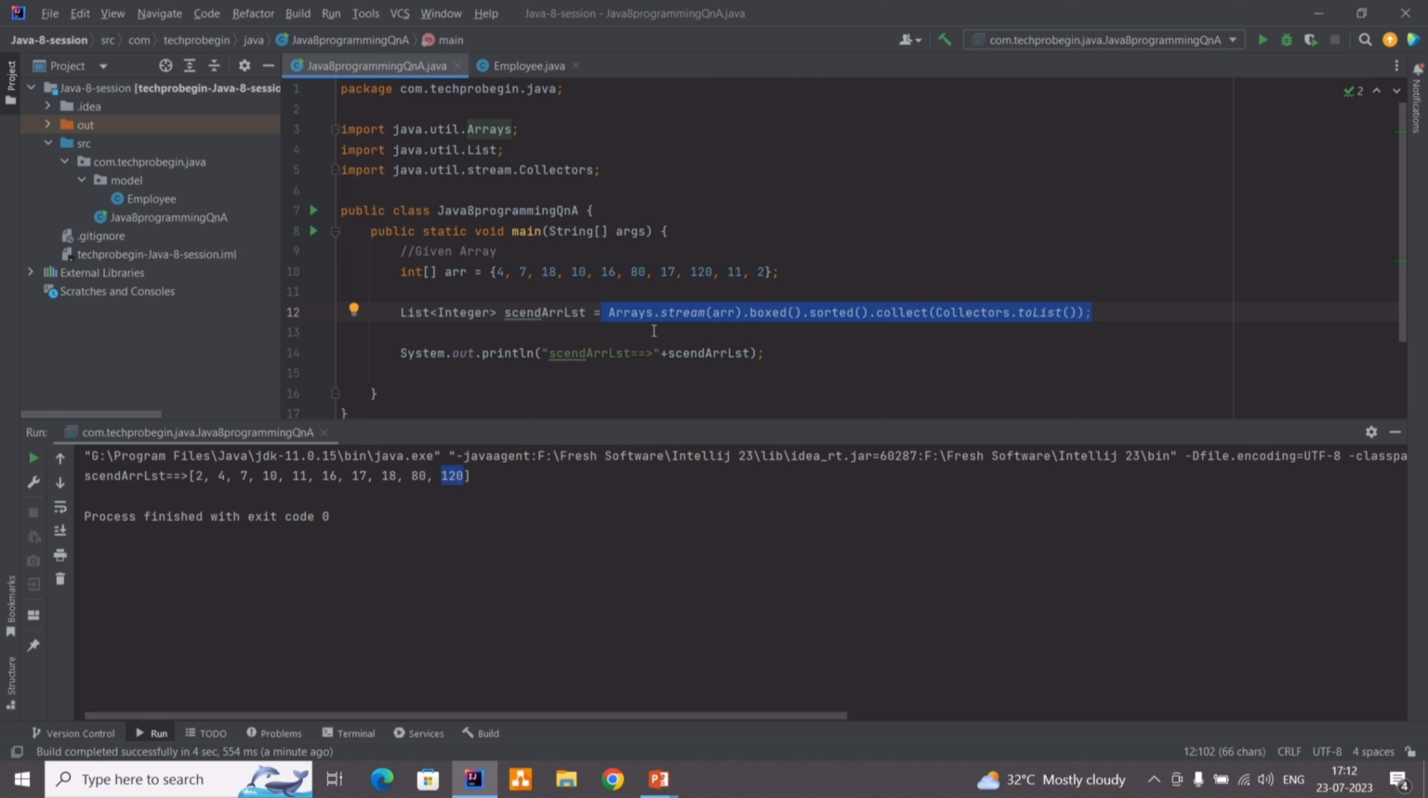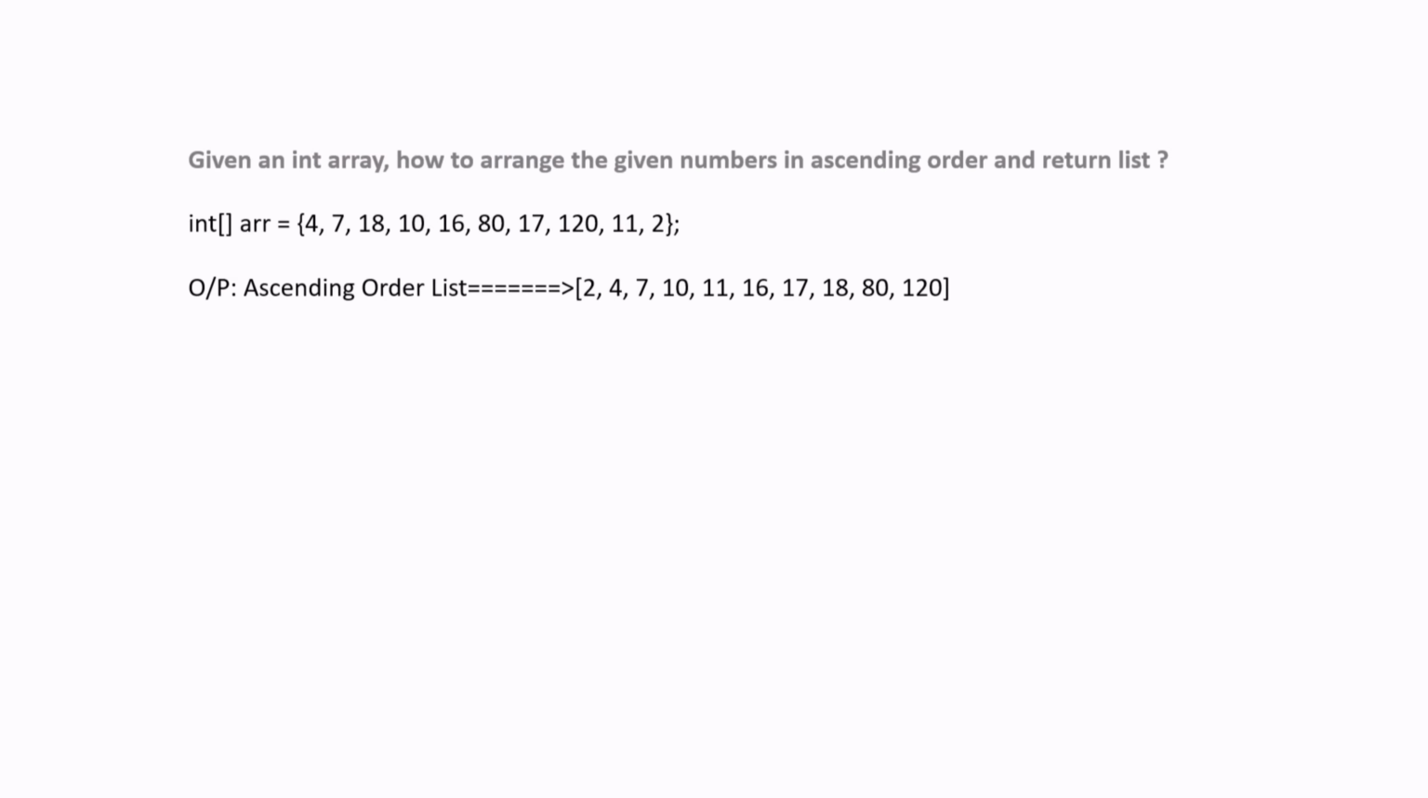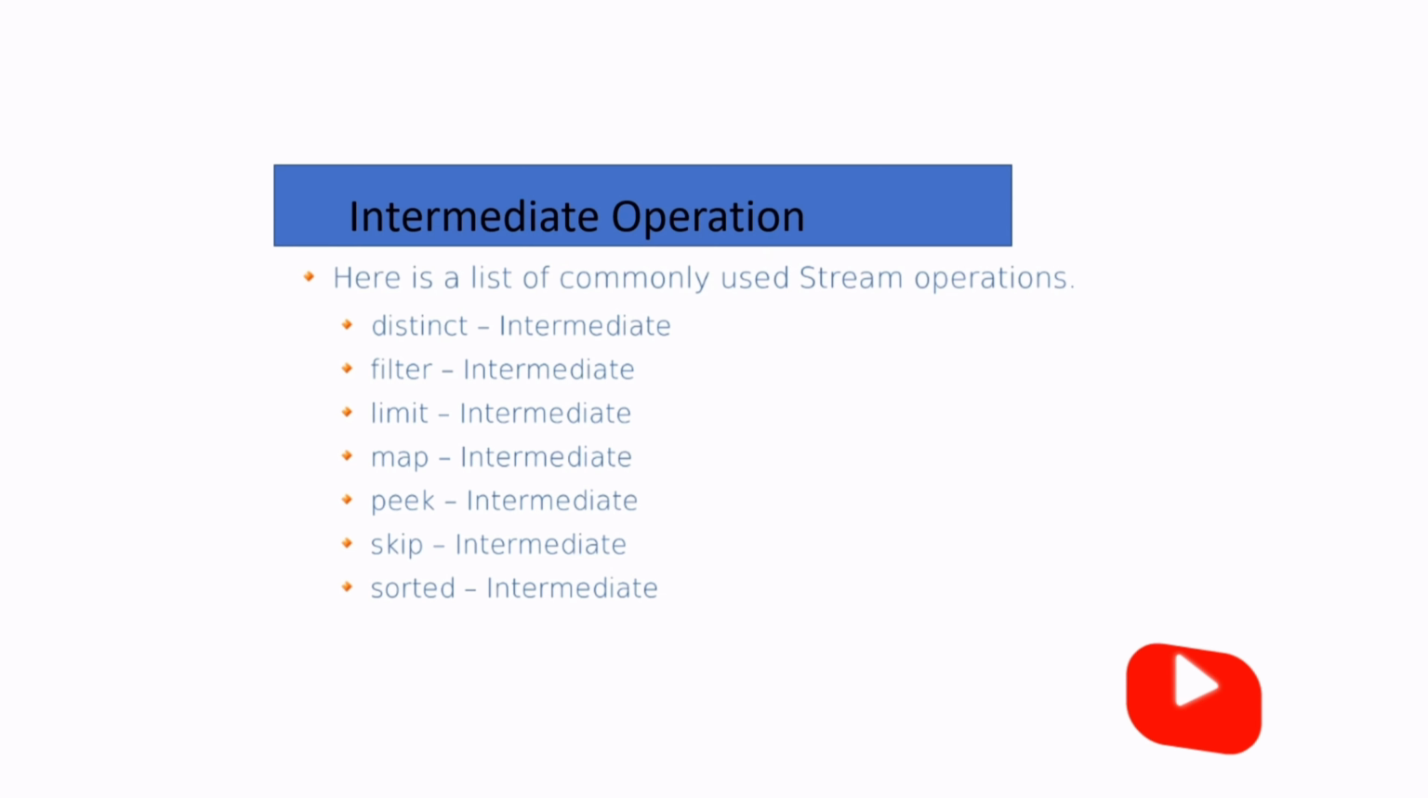So let's spend some time to understand the basic concept. What is a stream? Intermediate operations are the operations which, whenever we apply them, will return another stream. There are many intermediate operations available in the stream, but I have listed out some here. Distinct is one kind of stream operation.